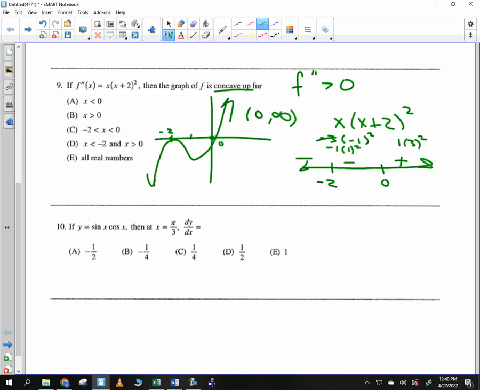Just quick show of hands. Who remembers that the graph looks like that? Because we're about a fourth. Got it. All right.